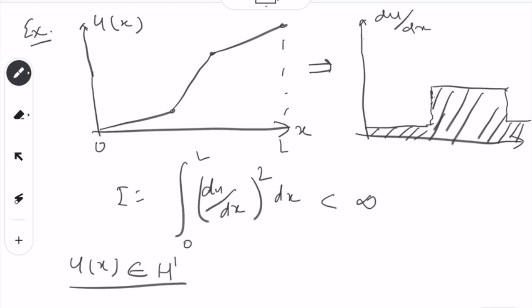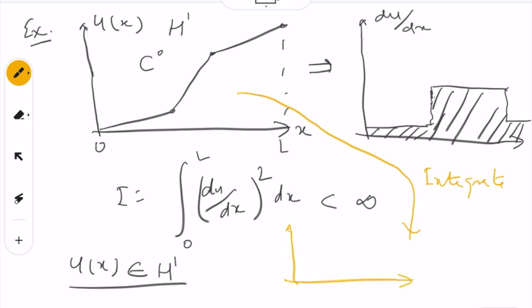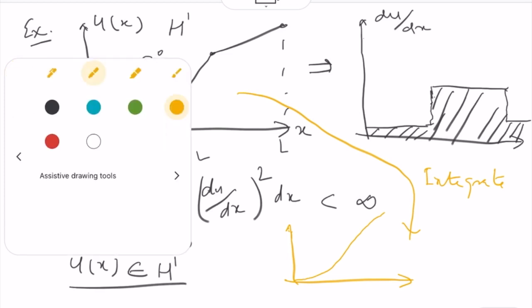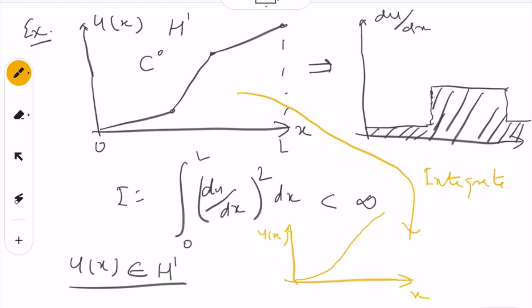Similarly, for an example of H2, what you are seeing here belongs to H1 and also belongs to C0, right. Okay. So, let us integrate this one, and then we will get something like this. We have a curve which will go like this. So, this is u(x), this is x, and this curve then will be C1.